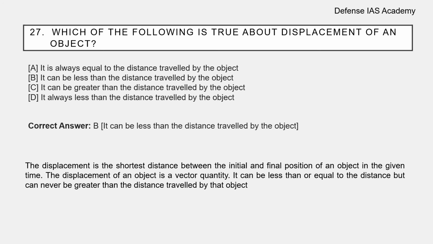The displacement is the shortest distance between the initial and the final position of an object in a given time. The displacement of an object is a vector quantity. It can be less than or equal to the distance but can never be greater than the distance travelled by that object.